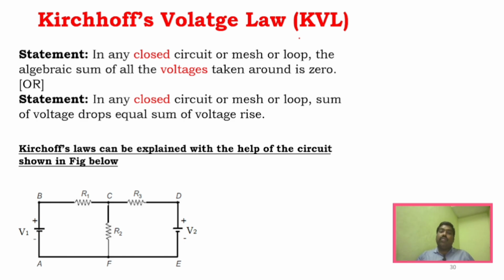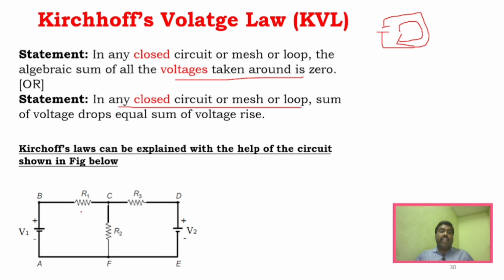According to Kirchhoff's voltage law, in any closed circuit, in any closed mesh, or even we can call it a loop, right? The algebraic sum of voltages taken around is zero. That is, if you take any closed circuit, in that circuit the algebraic sum of voltage will be zero, right? That is, in any closed circuit or mesh or loop, sum of voltage drop equals sum of voltage rise.